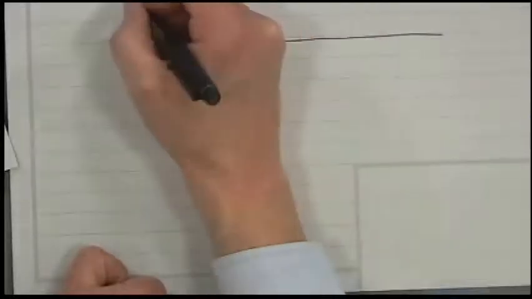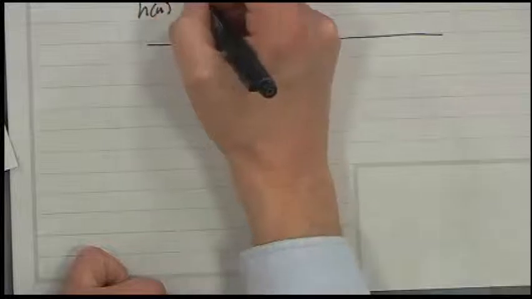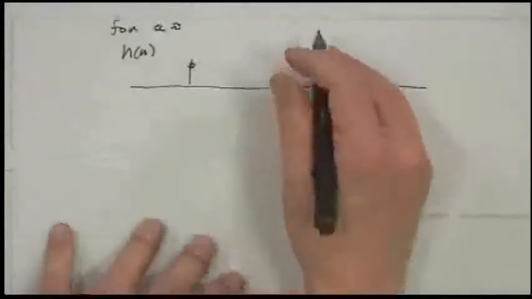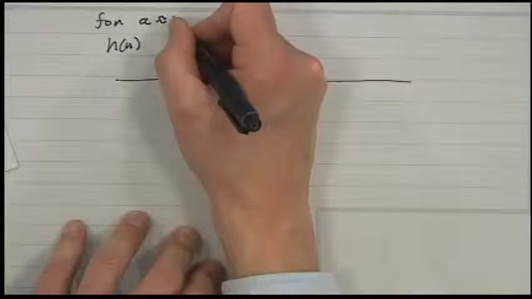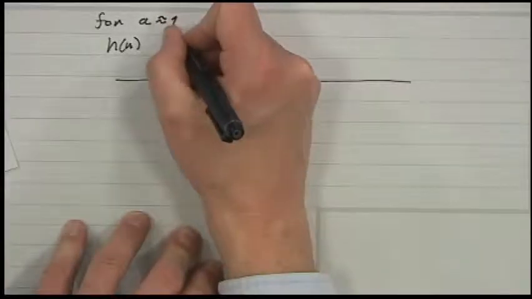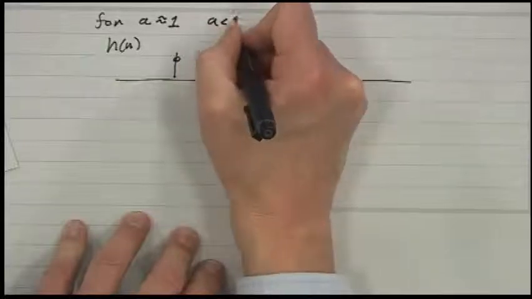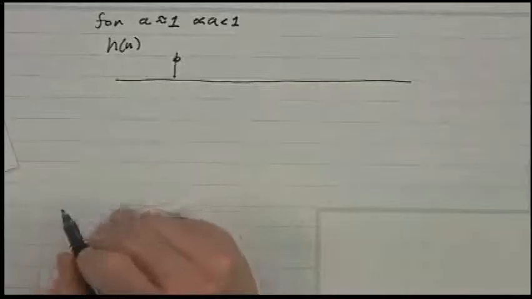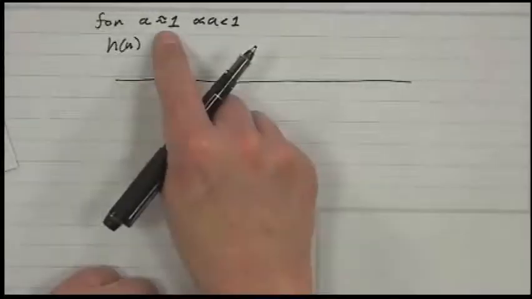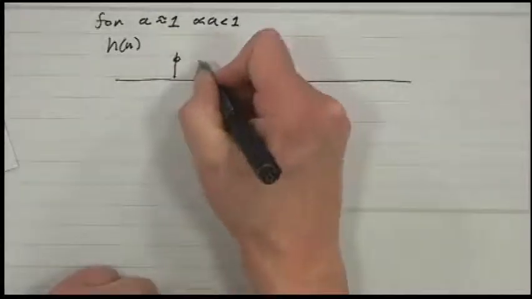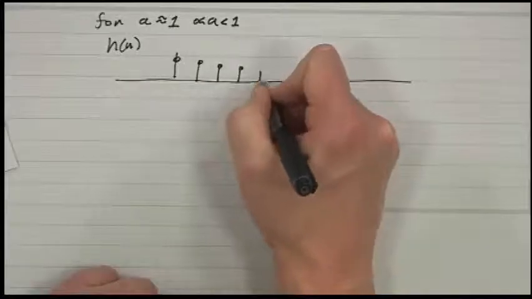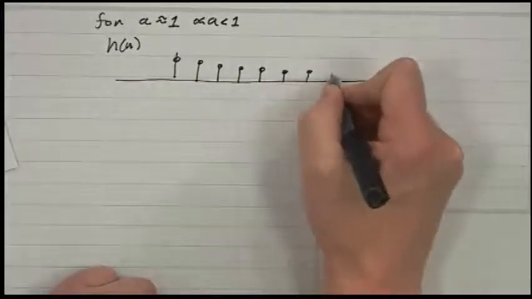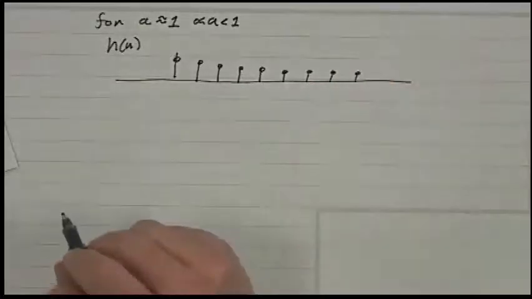So if you look at the impulse response of this thing, it looks like this. This is h of n. So for a approximately equal to 1, of course, a has to be less than 1 and greater than 0, say, for simplicity. But let's say it's close to 1. Then the impulse response looks like this. It decays very slowly. Like that, right?